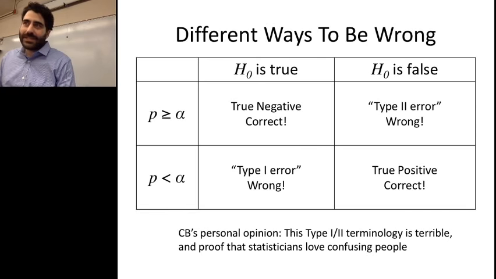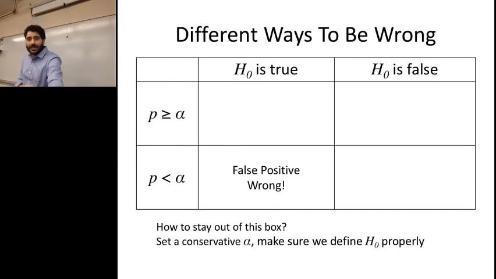Okay, so yes, as we said, right, we want to stay out of these error boxes, however we label them, and the way to stay out of this box again is to set a conservative alpha, right? That we don't want to reject the null hypothesis unless we're really sure that it's bad.